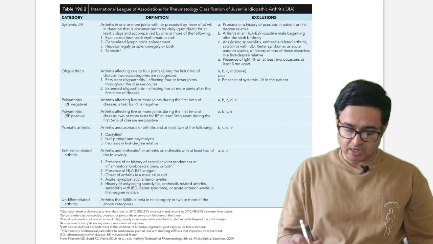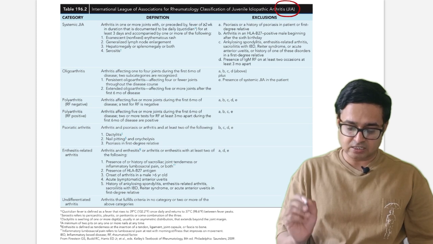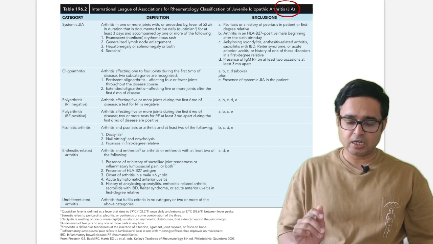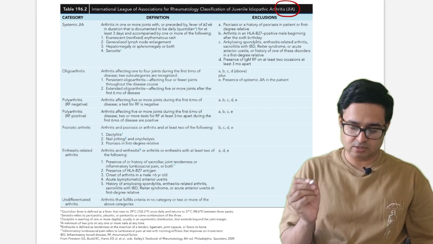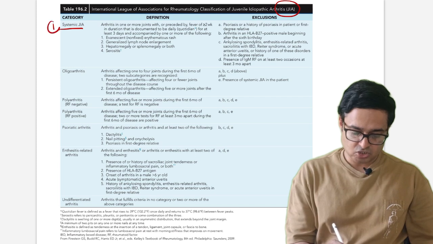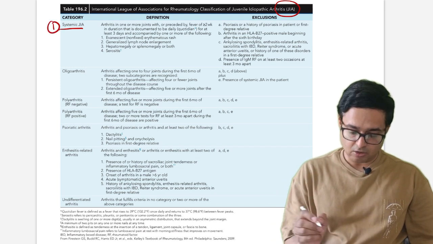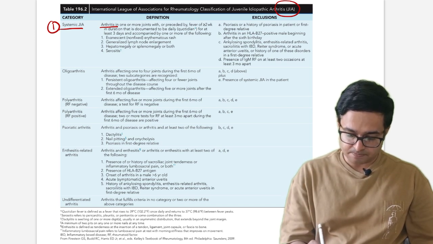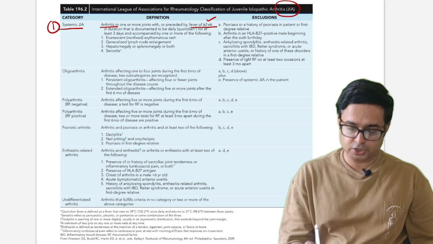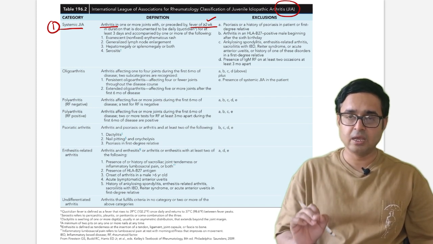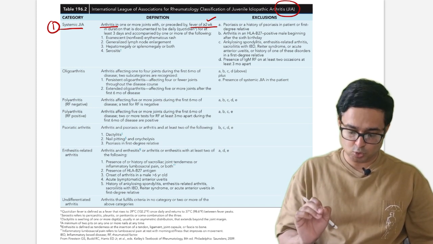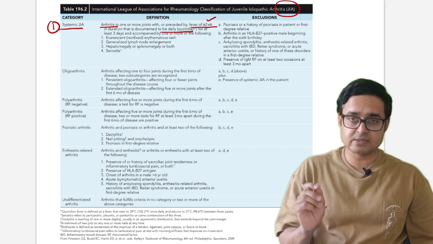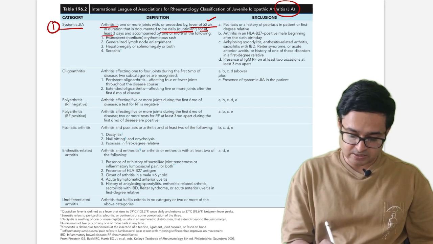Next, JIA has been classified into various categories by ILAR, the International League of Associations for Rheumatology. Just remember the important points. Systemic JIA: obviously arthritis will be there in one or more joints, preceded by fever of more than 2 weeks duration. So this fever duration is important. In systemic JIA, fever duration is more than 2 weeks. That is daily quotidian fever.